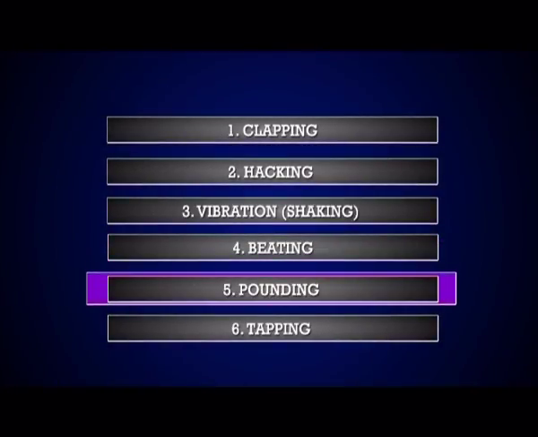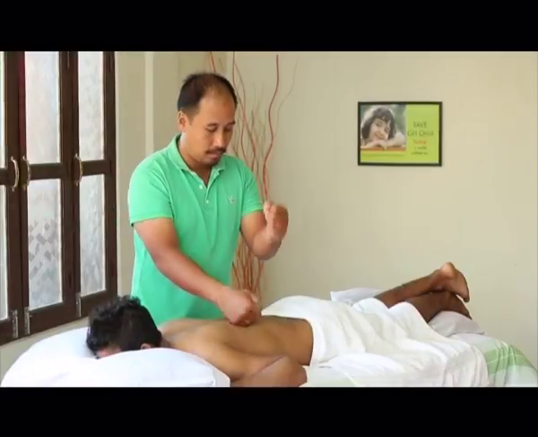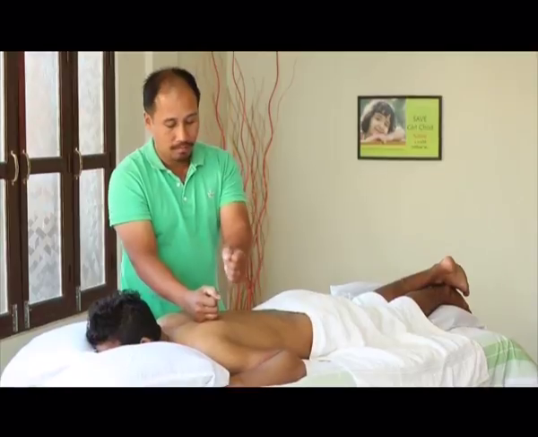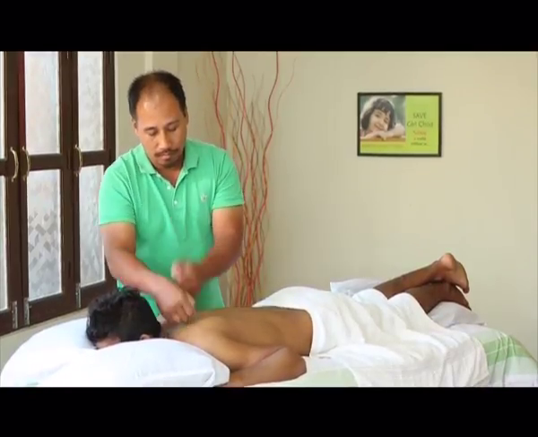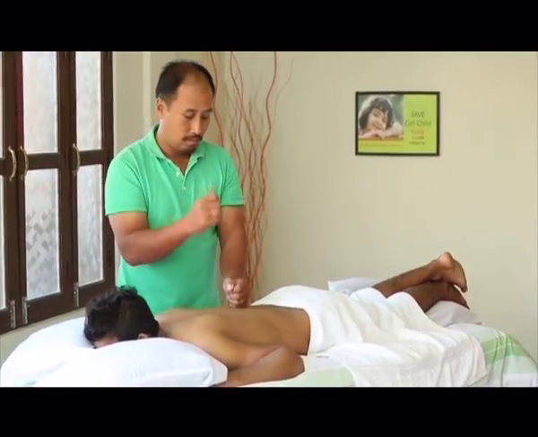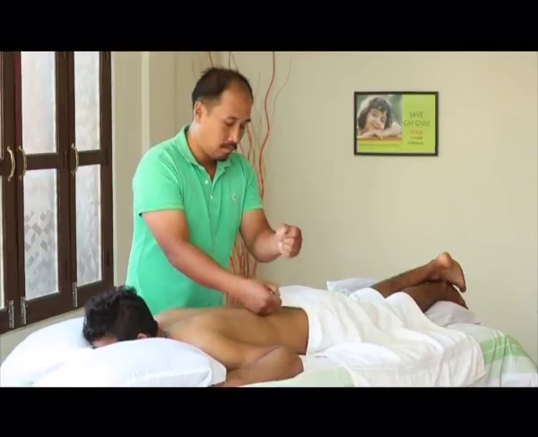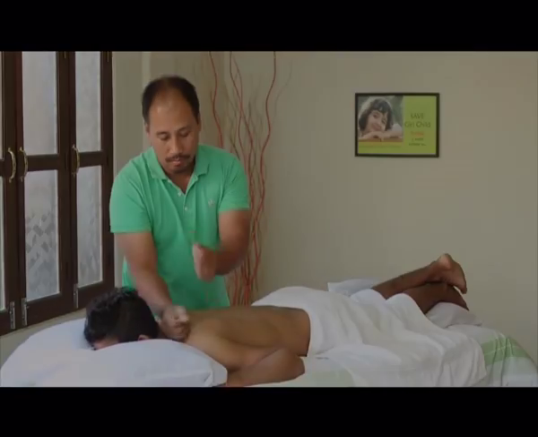Number 5, pounding. Pounding is a less used manipulation. It is performed by loosely flexing the fingers at all the joints, and the thumb lies flat on the lateral side of the hand, halfway between abduction and flexion.